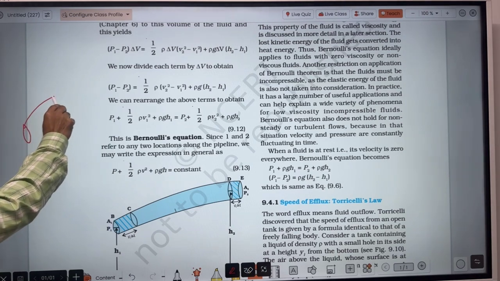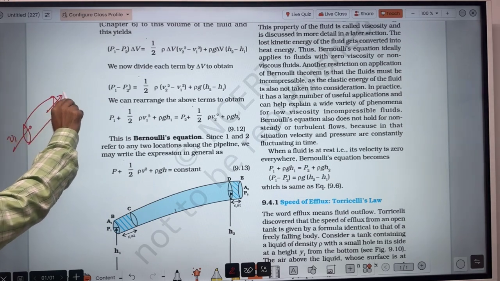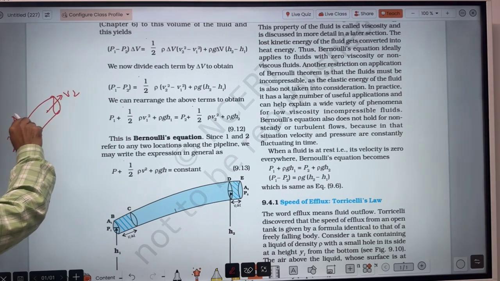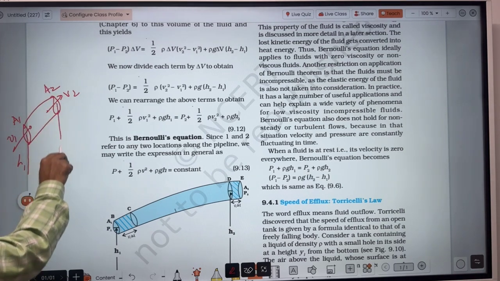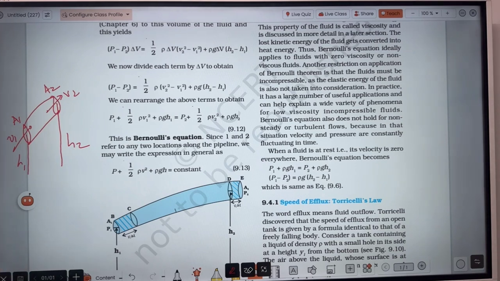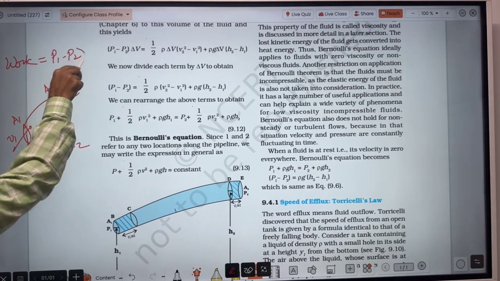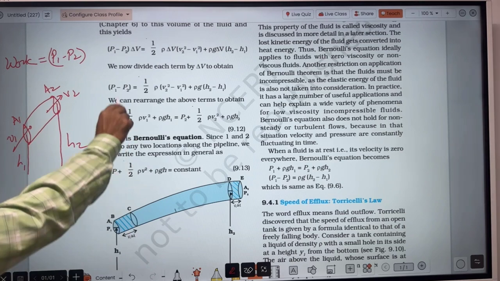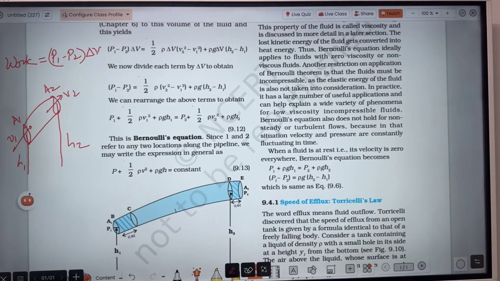So this is a tube. Here the velocity is V1, here the velocity is V2, and at this corner the area of cross section is A1, at this corner the area of cross section is A2, the height is H1 here, and H2 here. So first of all we find the work done. The work done will be equal to the pressure difference P1 minus P2 into delta V, right?